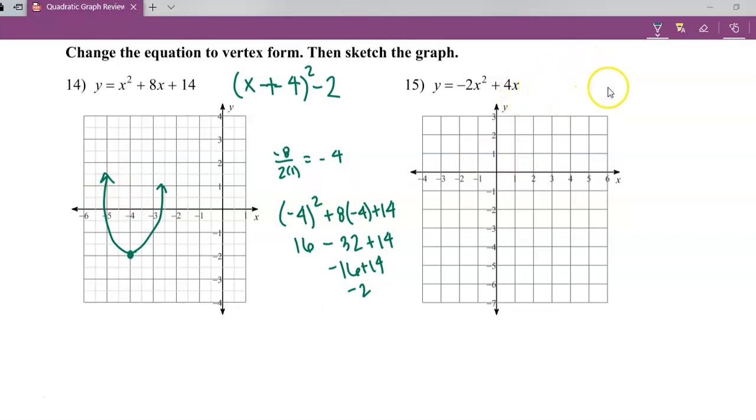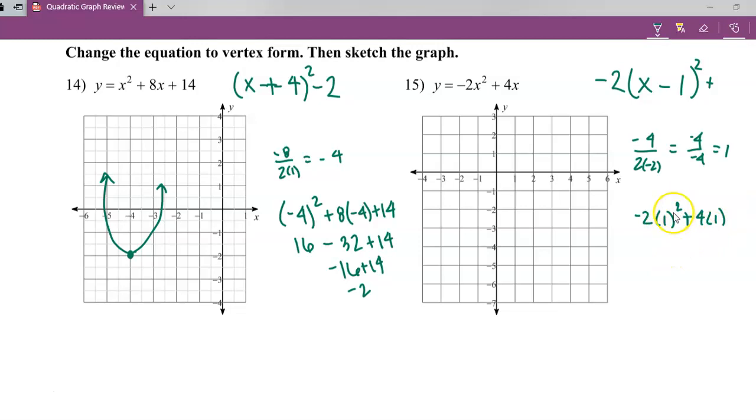Okay. On this one, a is negative 2, x minus h squared plus k. H is equal to negative 4 over 2 times negative 2. Negative 4 over negative 4 equals 1. And now plug 1 back in. Negative 2 times 1 squared plus 4 times 1 is negative 2 plus 4 equals 2. So I know this is going right 1, up 2. It's being vertically stretched and reflected, so it's going to be kind of a skinnier U, and it's heading downward. So that would be the graph.